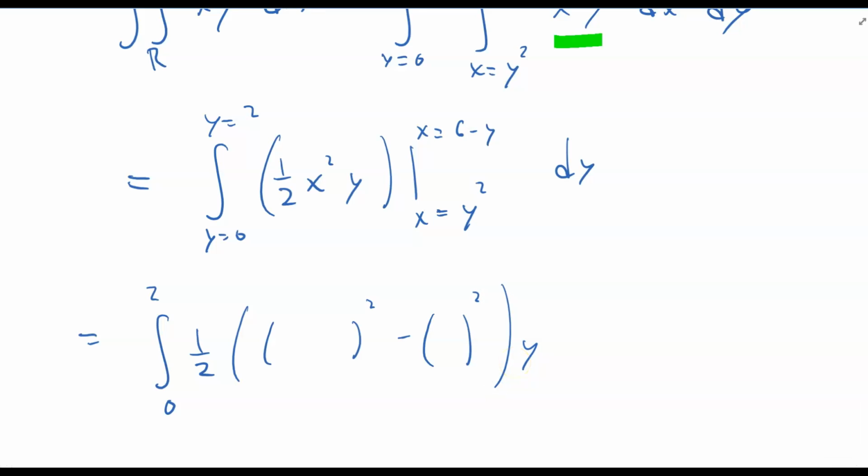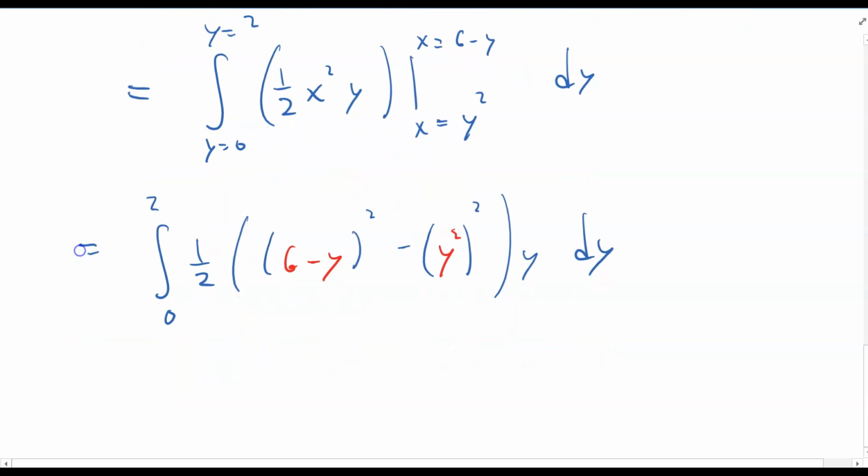All right, what are we plugging in? We're plugging 6 minus y in for x, and then separately y squared in for x. And then that is now an integral involving only one variable, in this case the variable y, which we will work out. Okay, so we've got a little bit of algebra to do here.